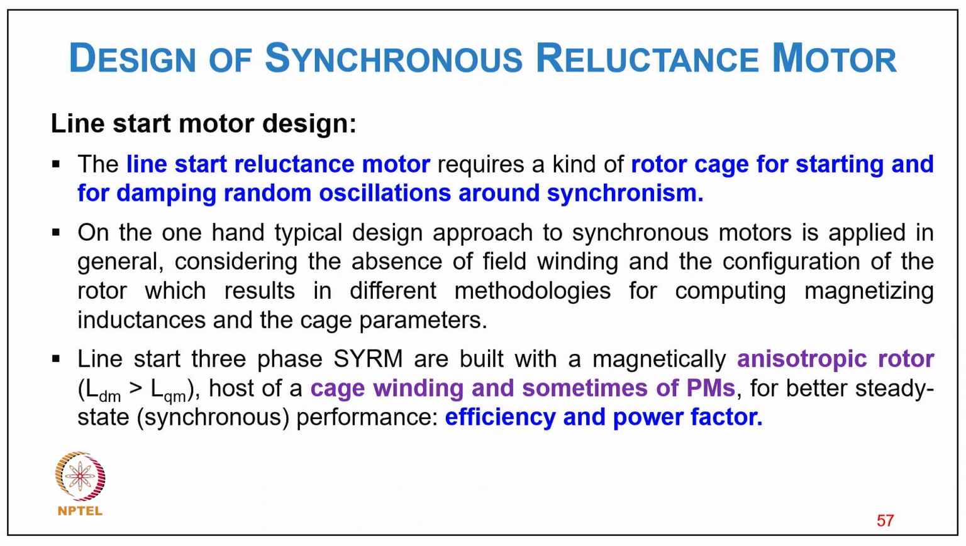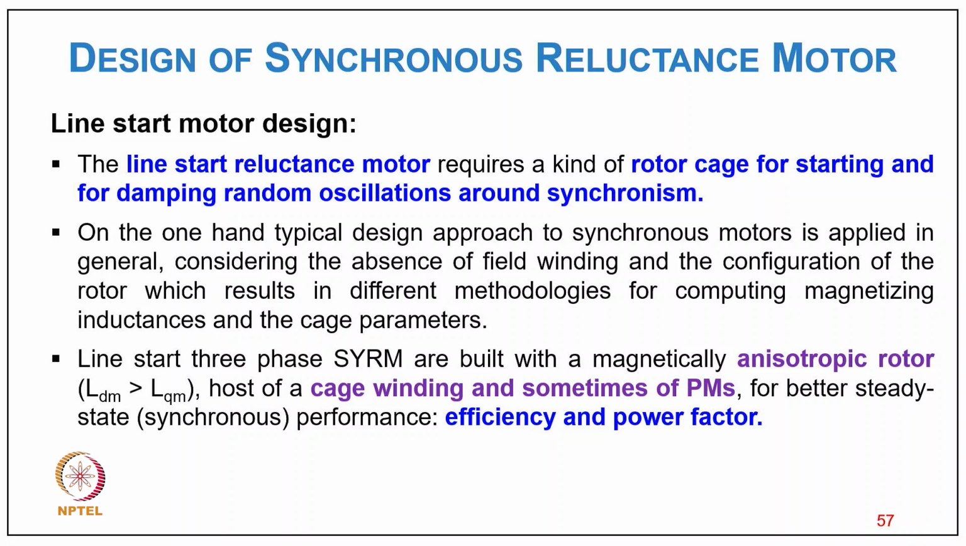So coming to another example, the line start motor design. The line start reluctance motor requires a rotor cage for starting and for damping random oscillations around synchronous speed. On the other hand, the typical design approach to synchronous motors is applied in general, considering the absence of field winding and the configuration of the rotor, which results in a different methodology for computing the magnetizing inductance and the phase parameters.